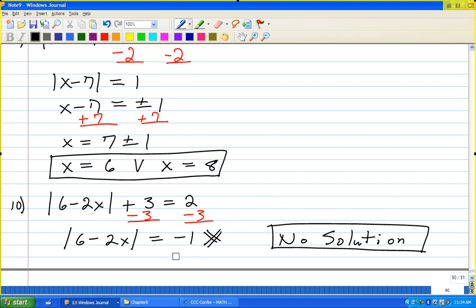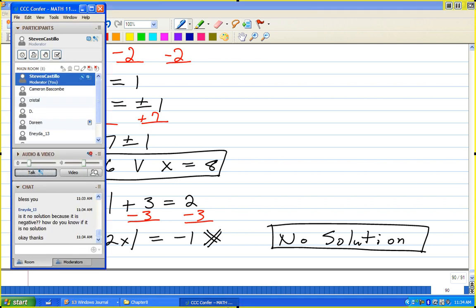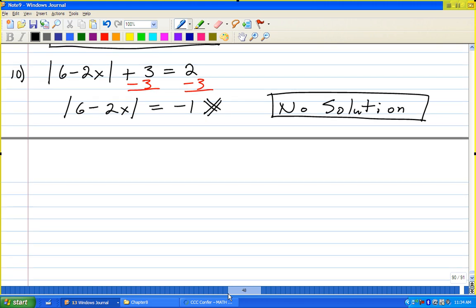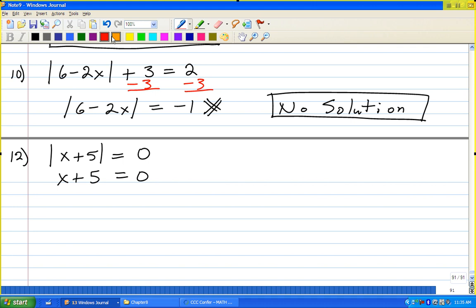Let me do problem number 12. Absolute value of x plus 5 equals 0. Well, the only way an absolute value can equal 0 is if what is inside the absolute value is 0. So subtract 5 from both sides of your equation. So x is equal to -5. So in this case, there's only one solution. x is equal to -5.